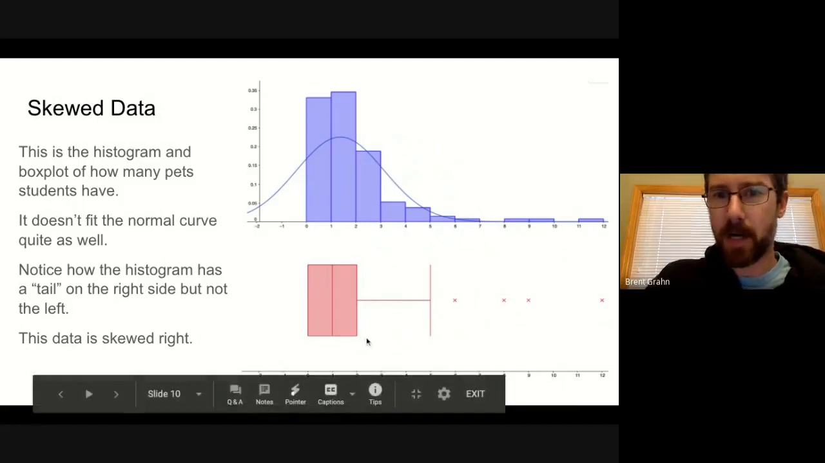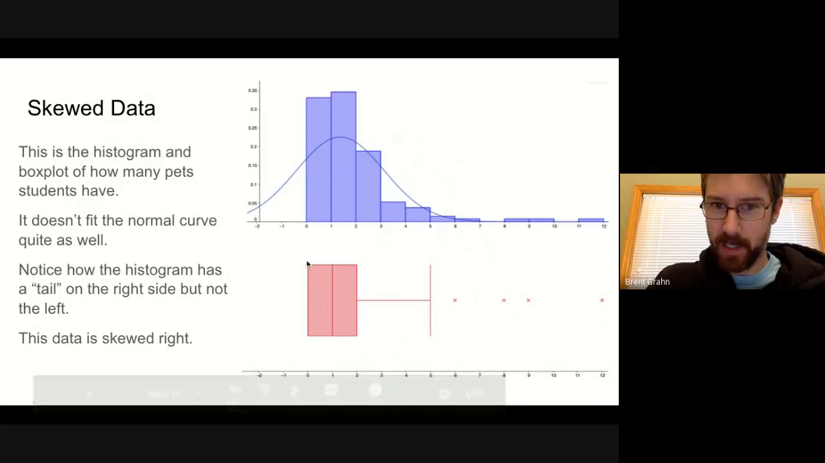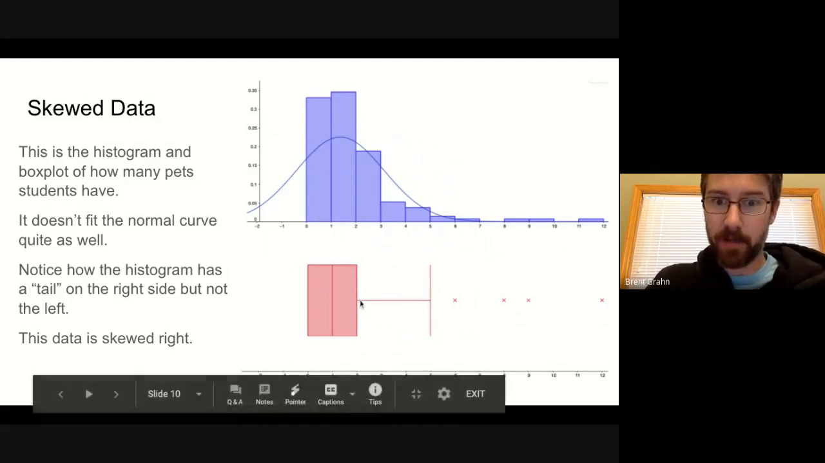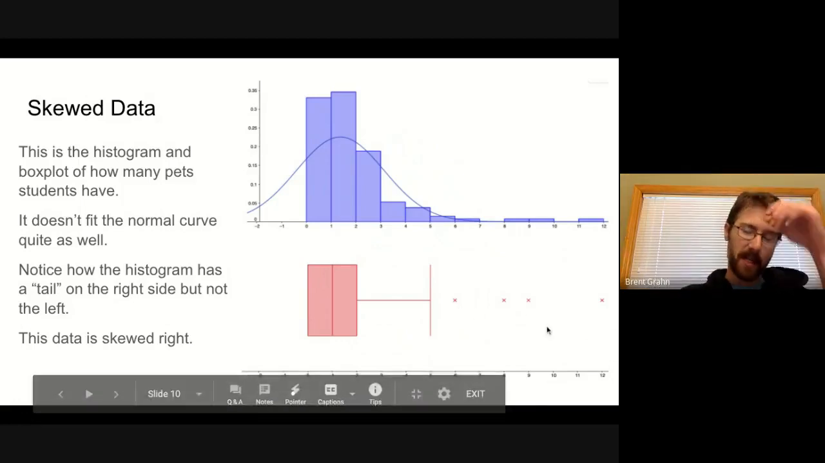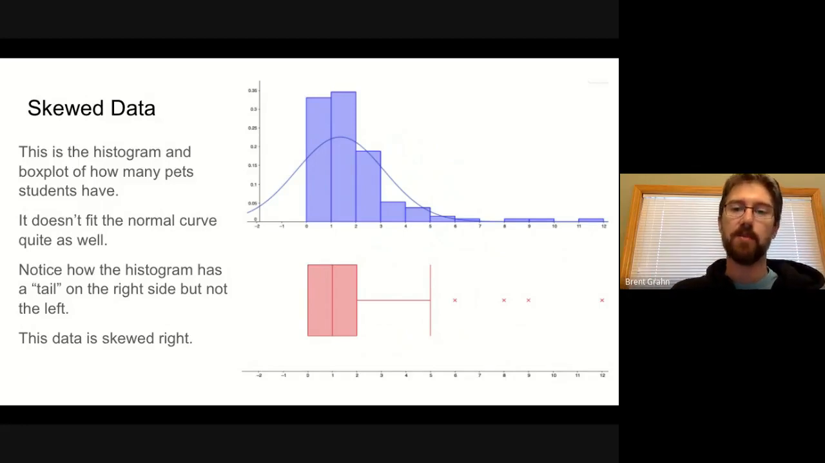And if we look at the box plot and how it compares, again, the box still correlates with these two really tall bars. And then there's only a whisker on the right-hand side. If there was a whisker on the left-hand side, it would be extremely short. And then we've only got outliers on the right-hand side. That's what right skewed data looks like.